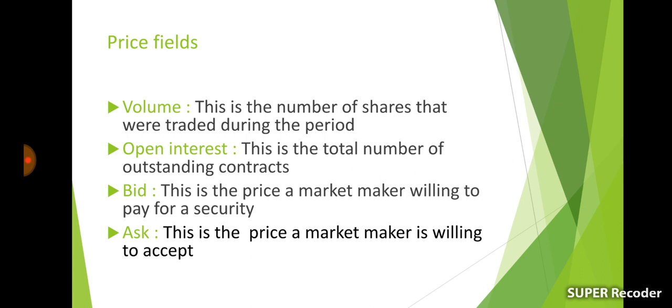Then the next term is bid. This is the price a market maker is willing to pay for a security. Here market maker means buyer. Here the price is quoted by a buyer. Then ask is the price a market maker is willing to accept. Here market maker means seller. This price will be mentioned by the seller. Okay, so these are the major aspects related to technical analysis.